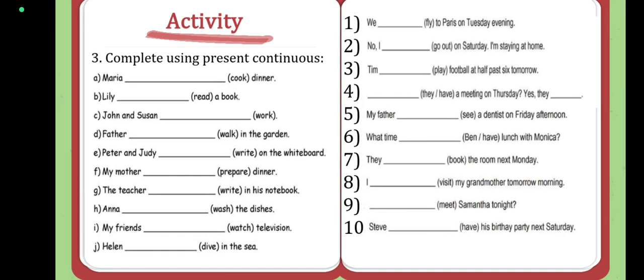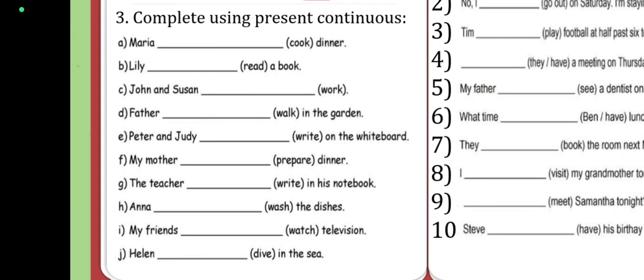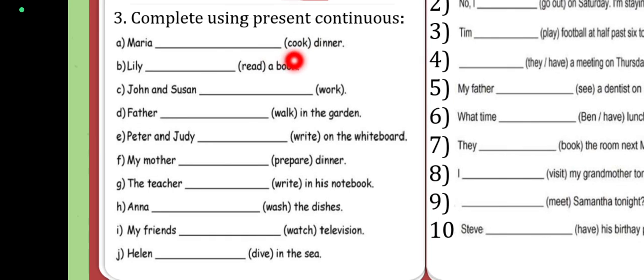So here we have more sentences, but here we have some blanks and we have some verbs in brackets. So here we need to complete these blanks by using present continuous. So remember, we need to use the verb be according to the noun, and after that we need to use the gerund form of this verb. So we need to add ing at the end of the verb. So let's take a look. If we have Maria, we have Maria is cooking dinner.